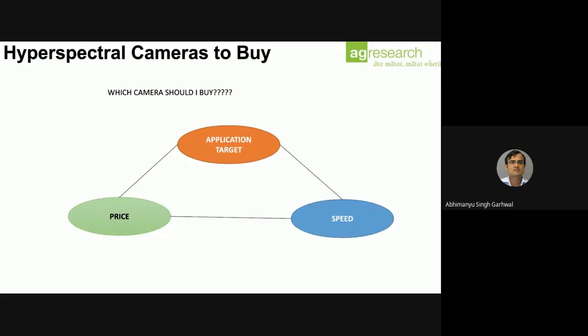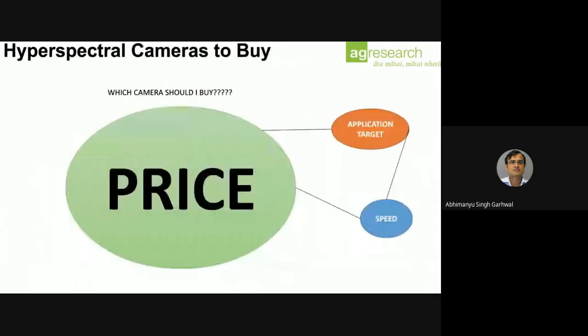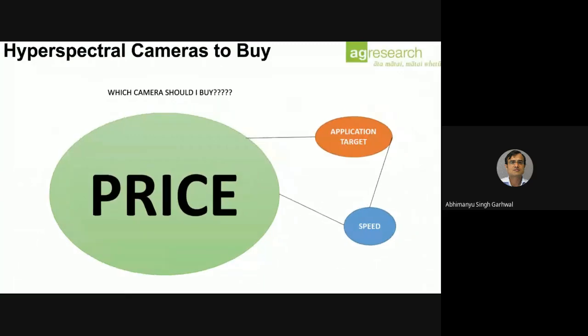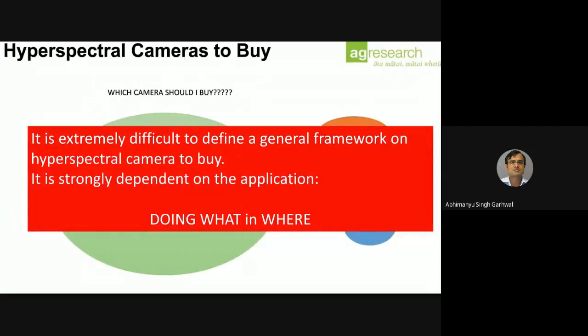There are three things that decide which camera I should buy: the application target, the speed of capturing the image, and the price. But in the end, the price always takes the most priority. So we have to make a trade-off about which camera to buy, and the price should also be reasonable. It's extremely difficult to define a general framework for which hyperspectral camera to buy. It is strongly dependent on the application, what is being done and where, in industry or in a lab, so it depends on the outer environmental conditions and how dynamic they are.